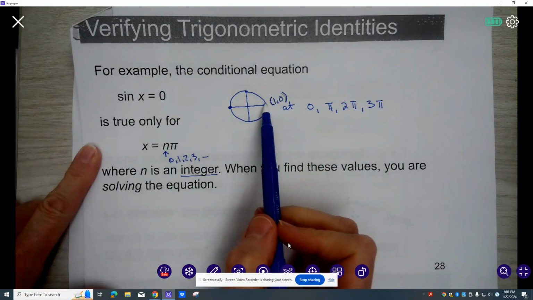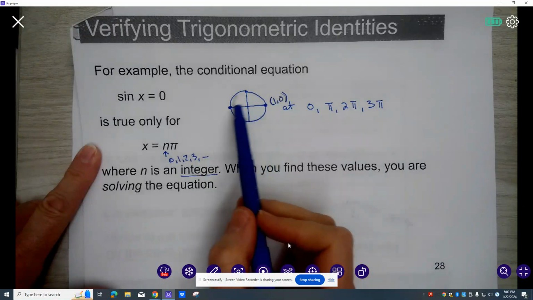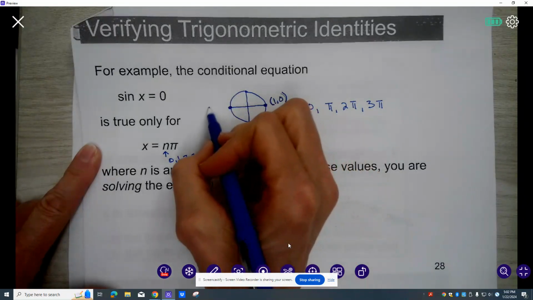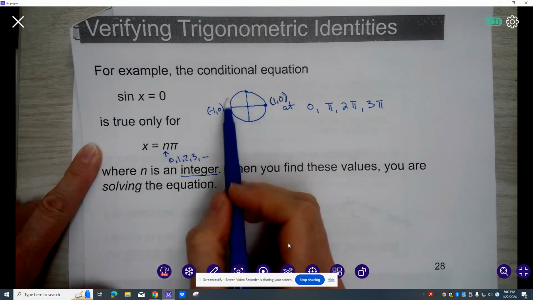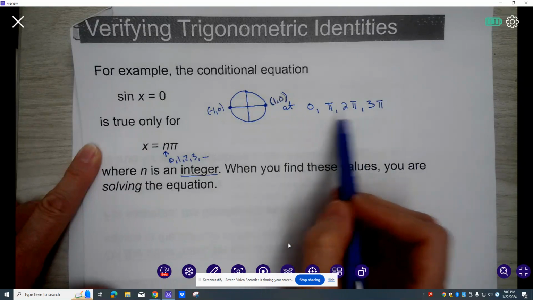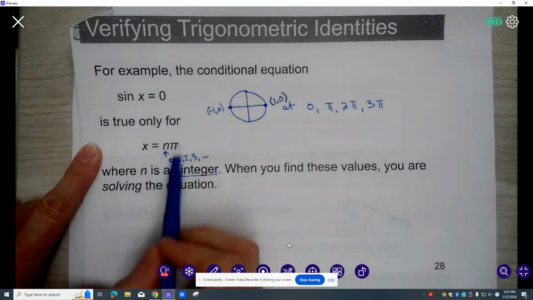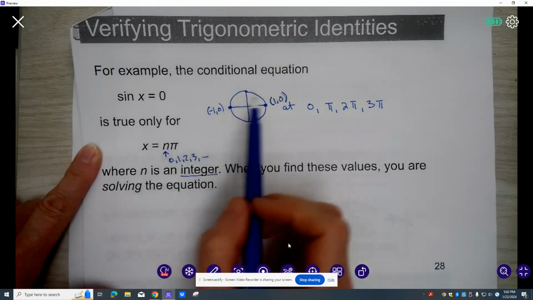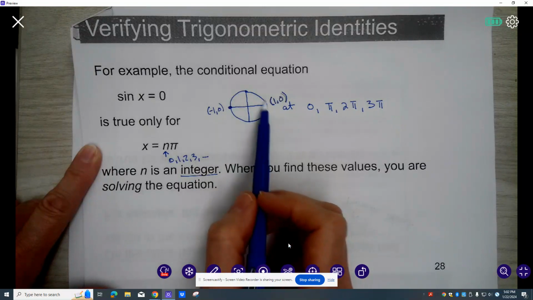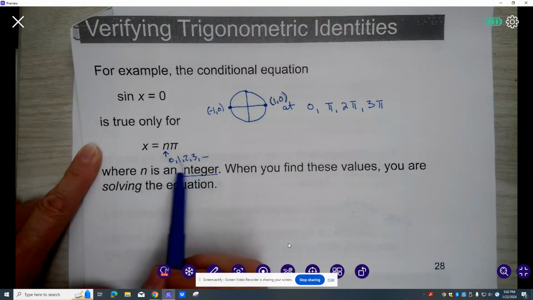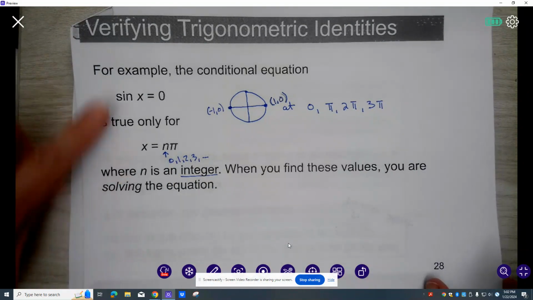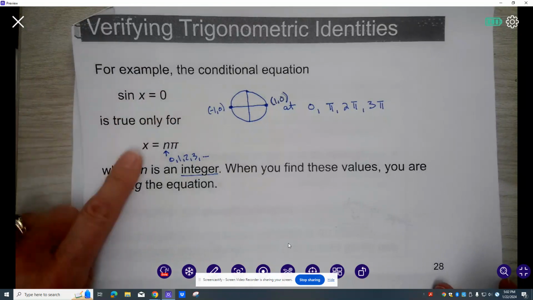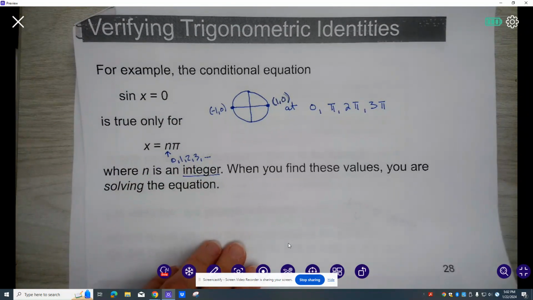Now, if you think about it, that's going to be true for pi over here also, where I'm at -1, 0, and then again at 2 pi, and if I keep going around at any multiples of pi. So the way we write that is we say it's only true when you have pi times an integer. So 1 pi, 2 pi, 3 pi, 4 pi. The integers are whole numbers. So we're verifying that it is true that sine of x equals 0 only when x is some integer multiplied by pi.